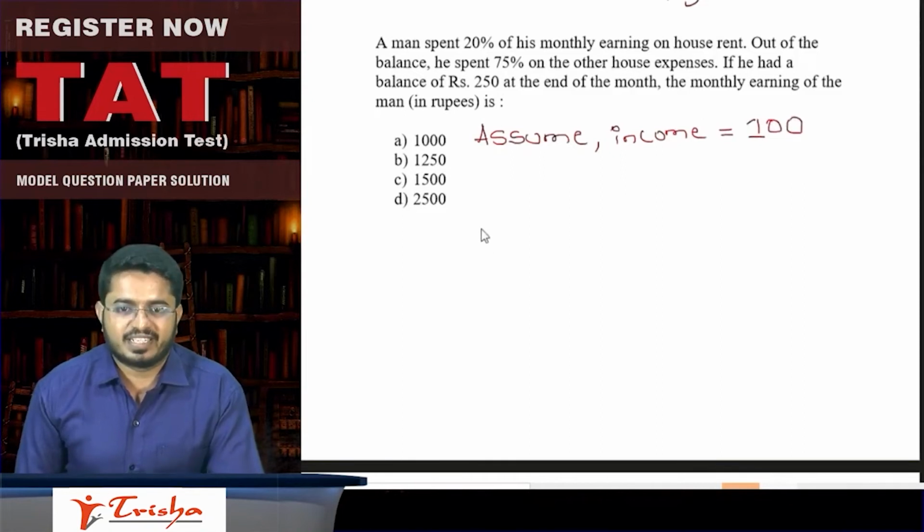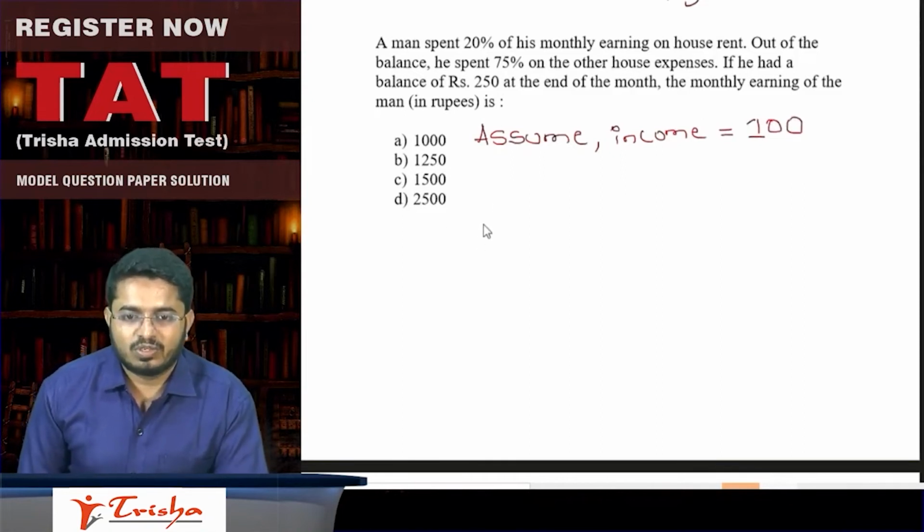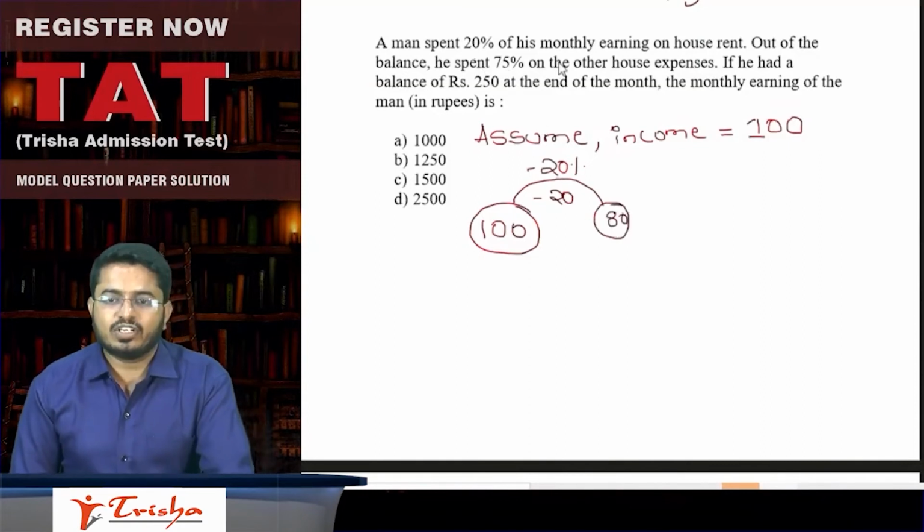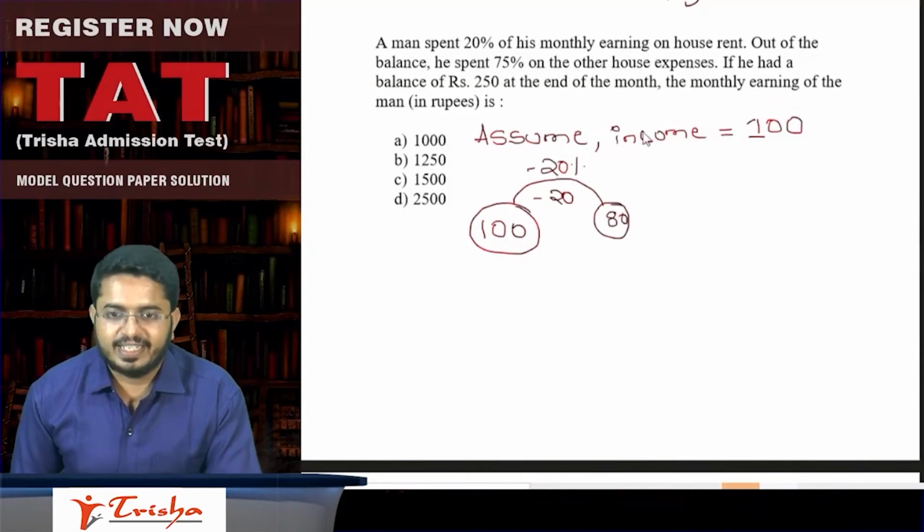So if income is 100, what does he do out of 100? See here, this is his income, correct? Okay. Now, 20% he spends, minus 20%. 20% of 100 is 20, correct? So if we deduct 20 here, how much remains? 80. So he spends 20 on clothing, house rent, right?